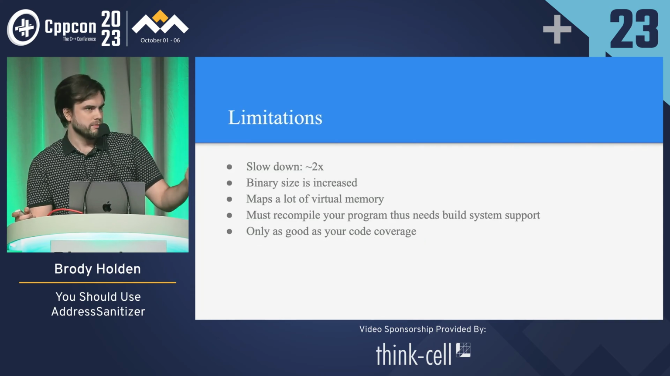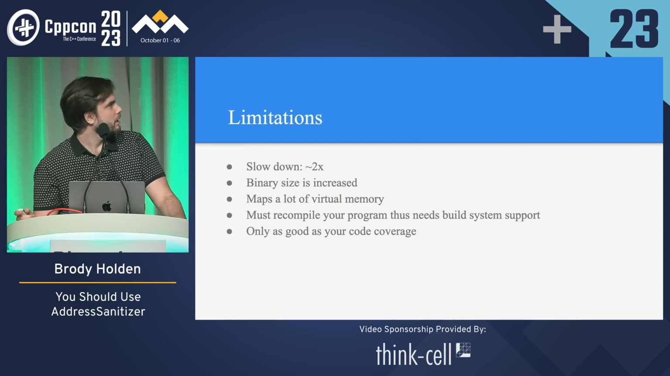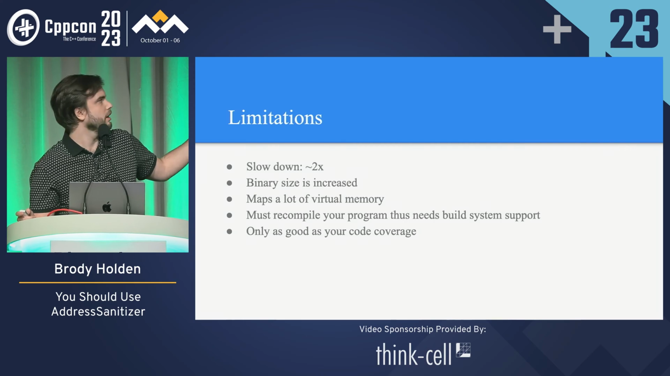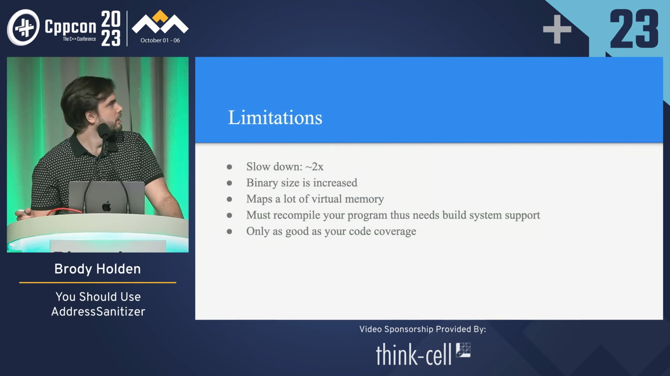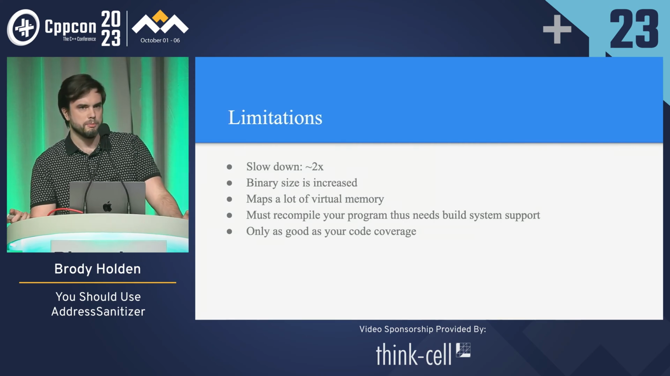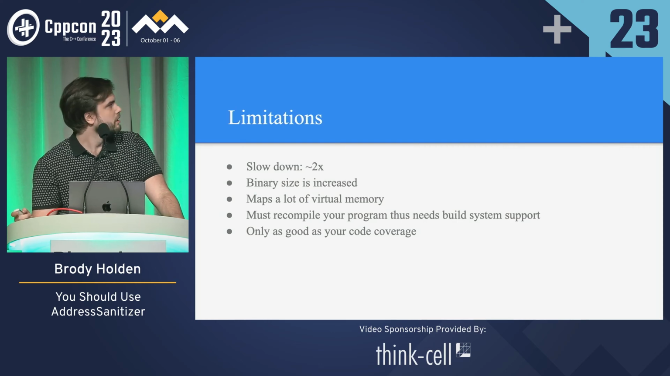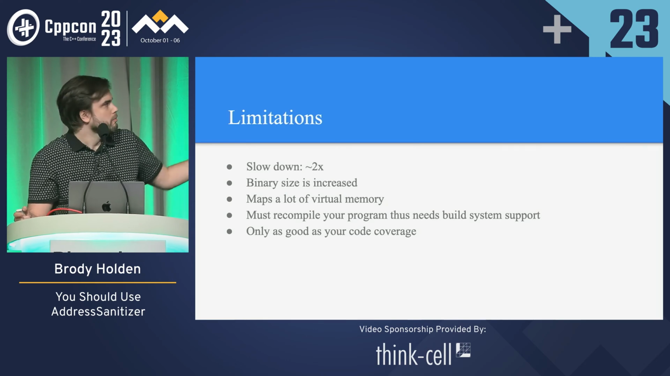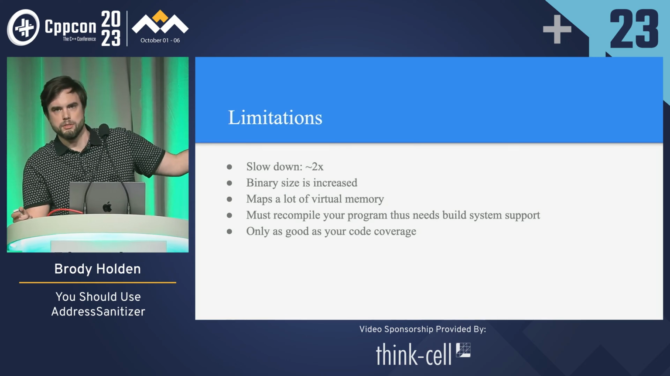There's a slowdown of, according to the wiki, about 2 times, but that's still 10 times faster than Valgrind. I do like Valgrind though; it's a good tool. The binary size is increased because they're adding all this instrumentation to it. It maps a lot of virtual memory. And then you have to recompile your program, but I mean, you're developing, so you need to anyway, but it has to be part of your build system then.